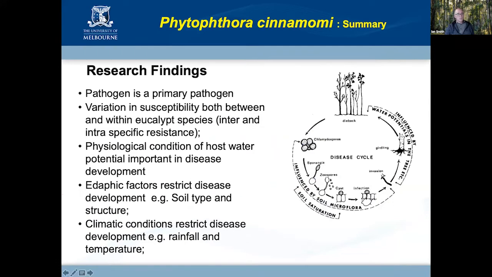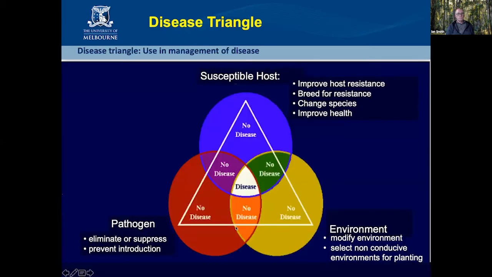And so as I say, we have a primary pathogen. There is variation in susceptibility both between and within eucalypt species, and I'll come back to that in a second to explain how we might use it in our disease triangle. The physiological condition of the host, and water potential, is important in disease development. So the trees that are not stressed at all will be more severely affected. And soil types and structure, and climatic conditions, rainfall and temperature, have a big impact as well.